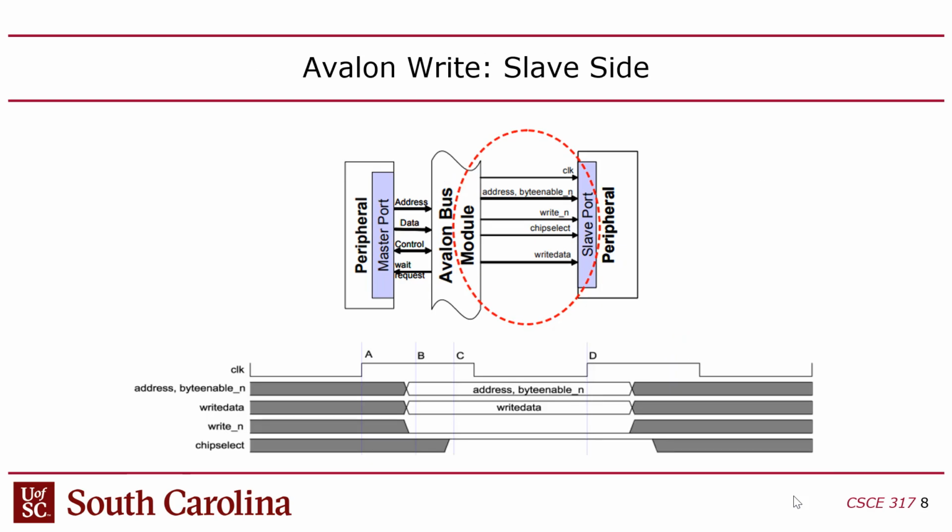So a write works the same way, except there's no data coming back with a write. There's a write underscore n and a chip select. So in this case, the slave will see at some point the chip select will be high, write underscore n is low, and then there'll be an address and write data that will both be asserted at the same time. And it's expected to write on the first rising edge where those signals are configured that way.